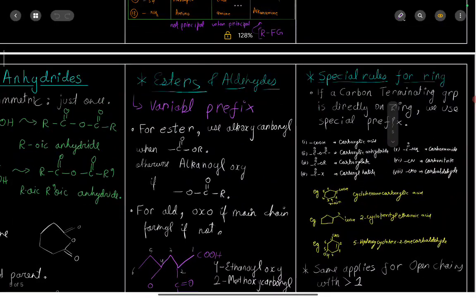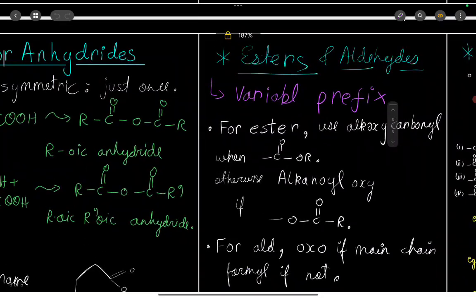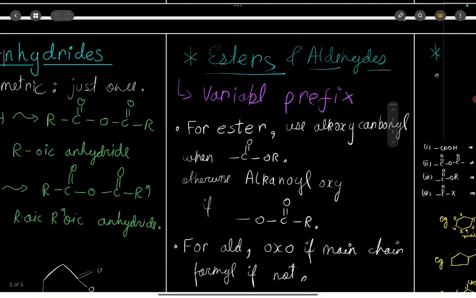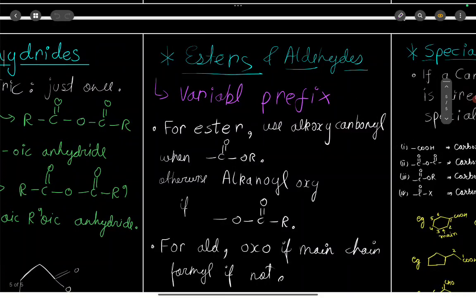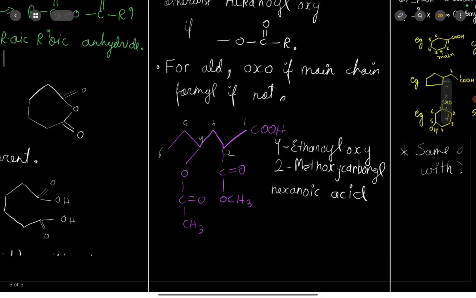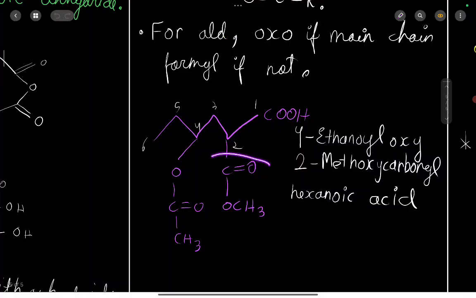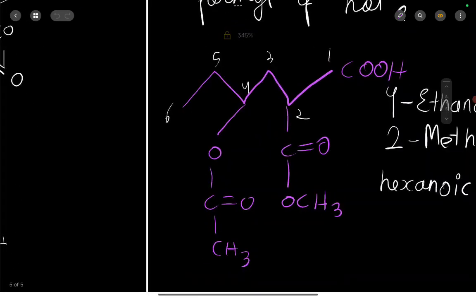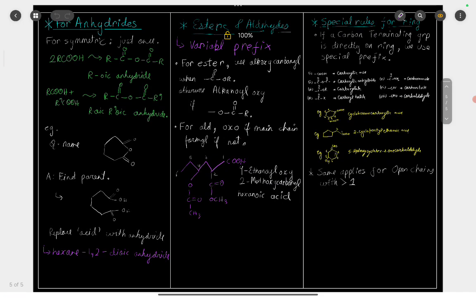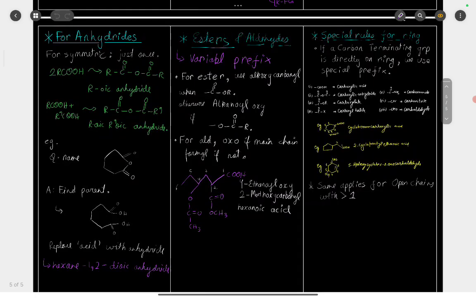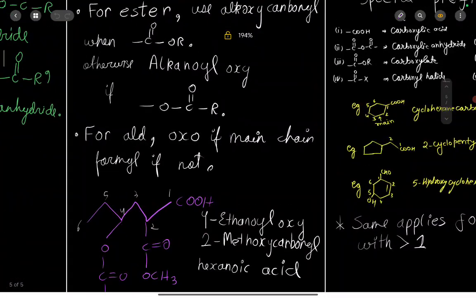Now, for esters and aldehydes, they sometimes show variable prefixes. There are two ways an ester can be connected: this way, connected via the carbonyl, or this way, connected via the oxygen. COO is definitely there, that's the sign of an ester. But whether it's connected via carbonyl or via oxygen, it has different prefixes. How is it different?